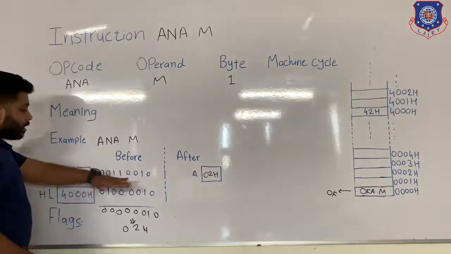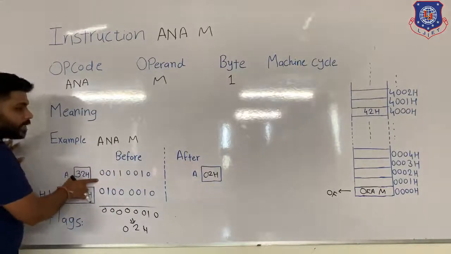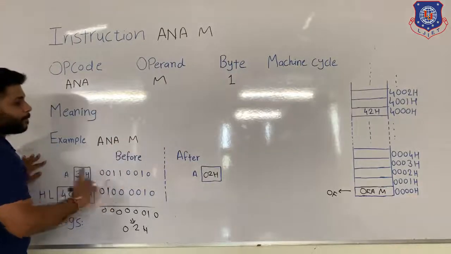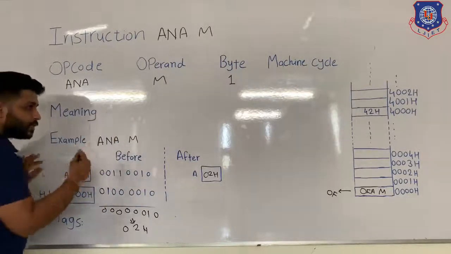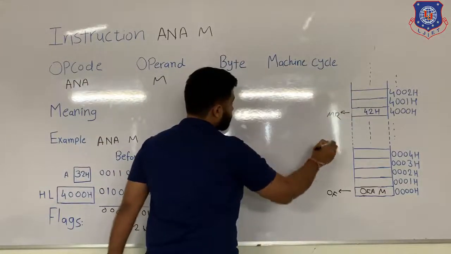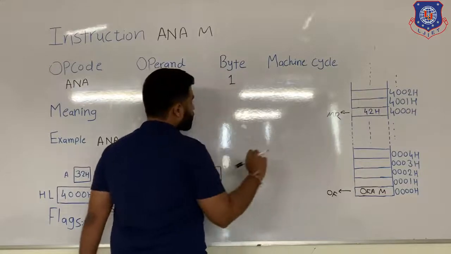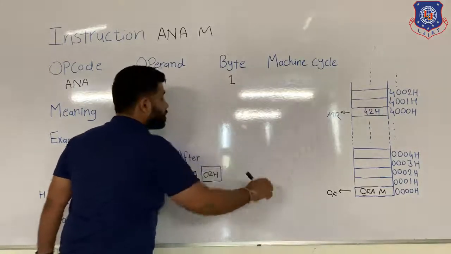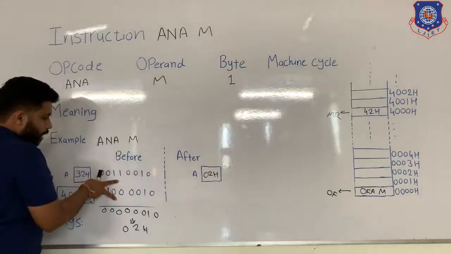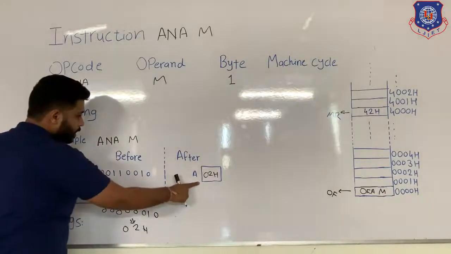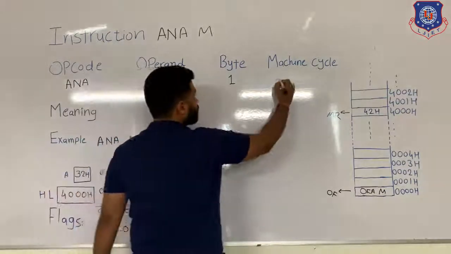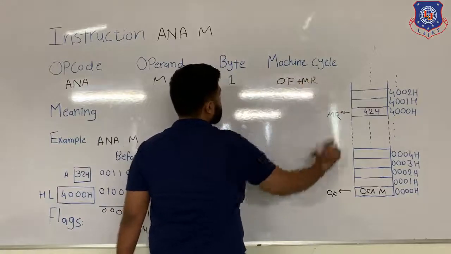So to perform this, the data is already present in the accumulator, but the second data which is present in the memory is to be transferred to the microprocessor. To transfer this data, the processor has to perform a machine cycle, that is memory read. It means in this example, 2 machine cycles are required. When memory read is done, this 42H will arrive, the logical operation will be performed, and the answer will be stored in the accumulator. So how many machine cycles are needed? Opcode fetch plus memory read.